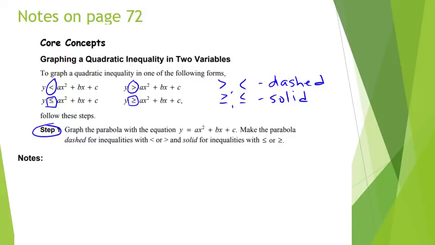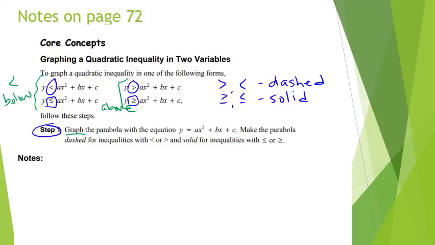Now, in the case where it's a less than, you're going to shade below the parabola, and in the case that it's a greater than, you're going to shade above the parabola. And so what we're trying to do by the end of this section is to have one parabola shaded one way, another parabola on the same graph, and we're going to see where they intersect. Okay? And that's what we're trying to get to.